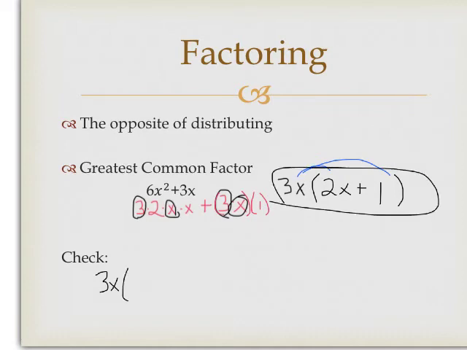And if I wanted to double check it, I would check, is 3x times 2x plus 1 really equal to 6x squared plus 3x? And you say, well, absolutely it is. That's what we started with, so we are good to go.